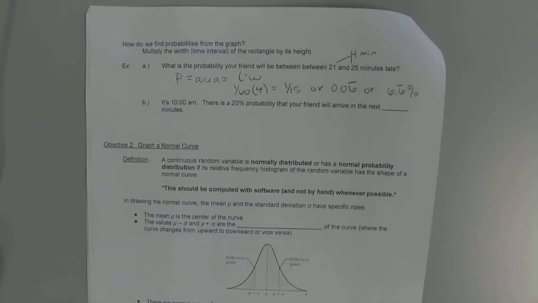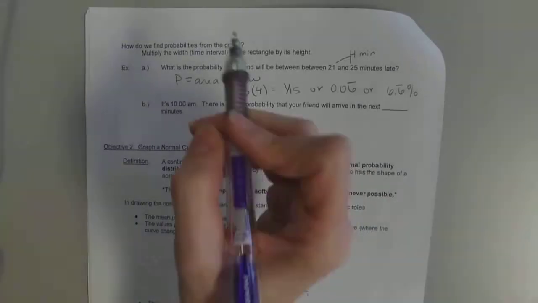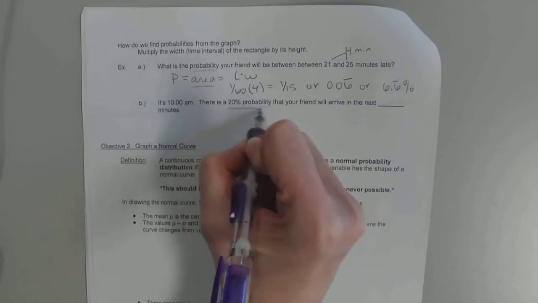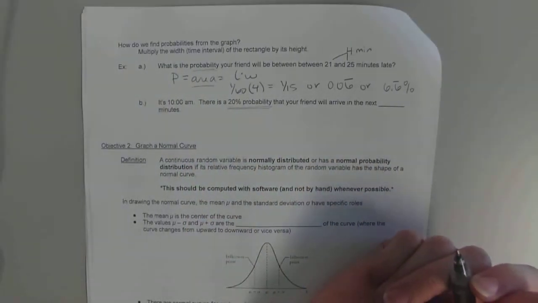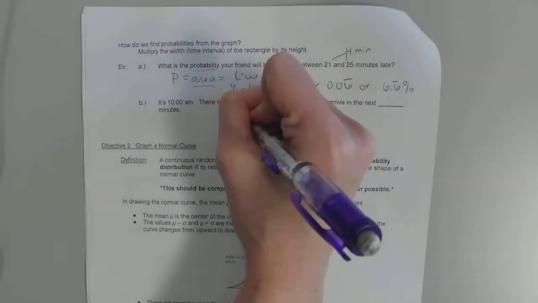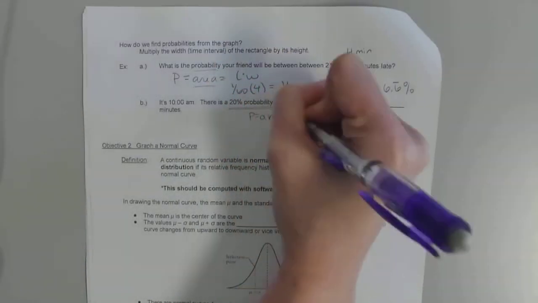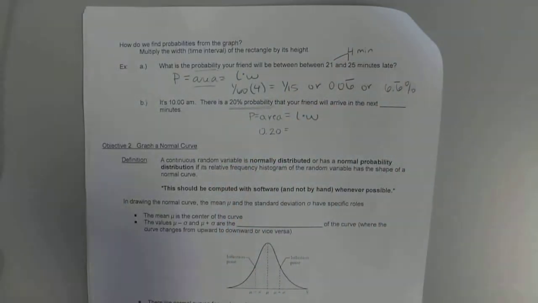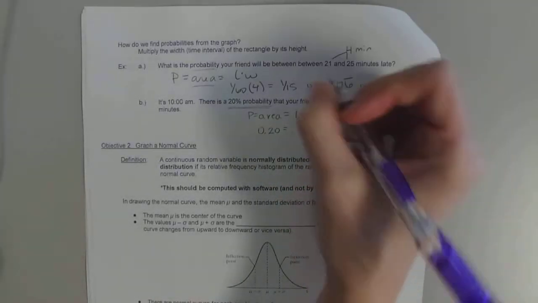So anytime it asks for probability, it's asking for the area, okay? Anytime it asks for probability, it's asking for that area. So just figure out the width and then multiply it by the height, all right? But then they go backwards. They say, okay, it's 10 o'clock, and there's a 20% probability that your friend will arrive in the next blank minutes, okay? What have they given us? They have given us the probability, which means they actually have given us the area, right? So again, we have probability equals area, which is length times width, but what did they give us? They gave us this time. Don't we still know the length of the rectangle? How tall is it?